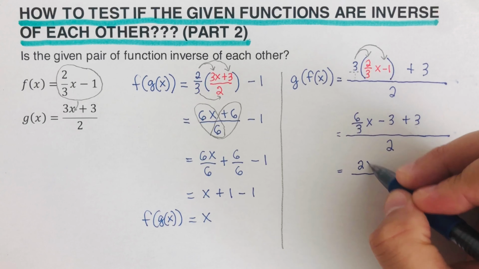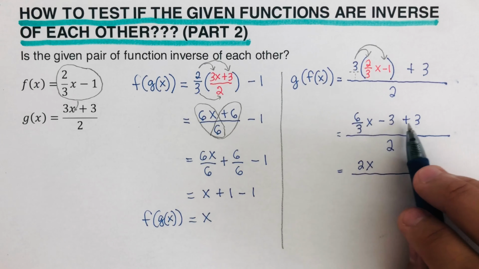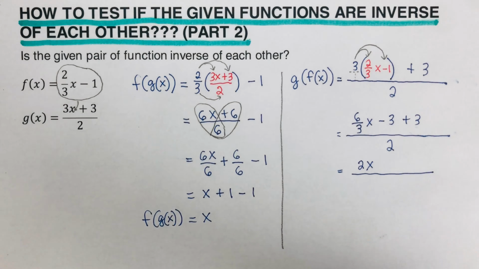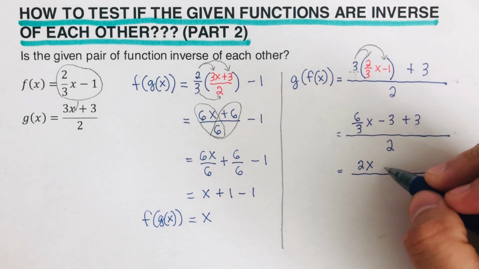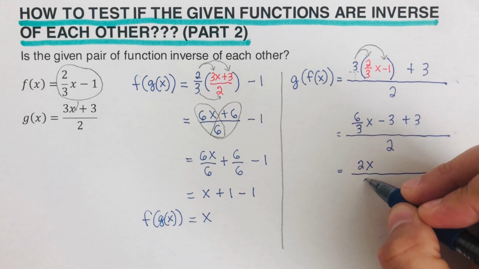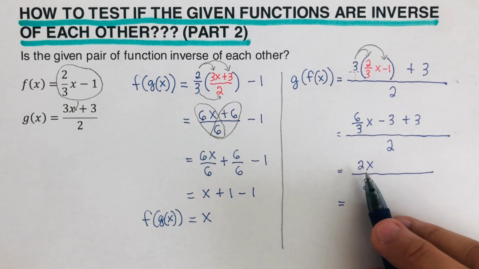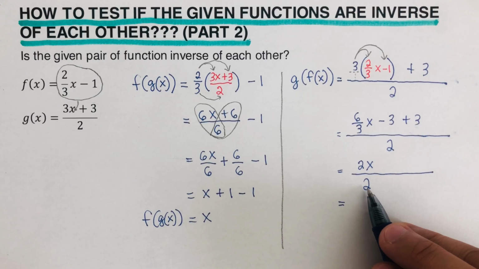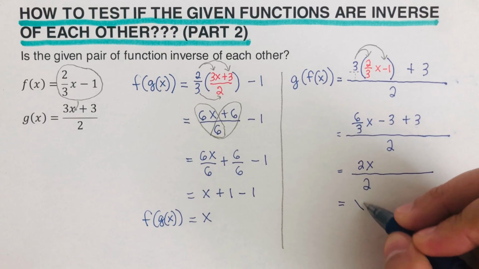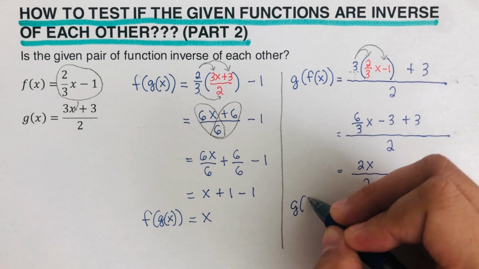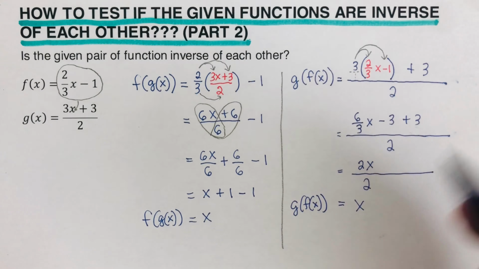So that's 2x, and then negative 3 plus 3 is a 0, so we don't need to write that. So then that's over 2. So then 2x divided by 2 is just x. So then our g of f of x is actually x.